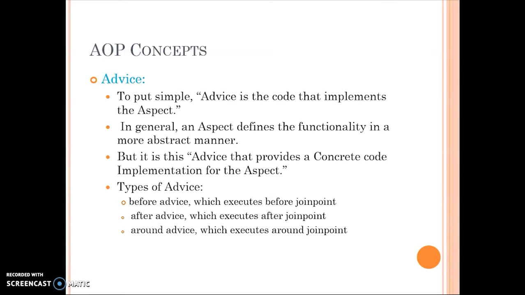So when I talk about logging, the code which actually writes that logger.info statement, or if I talk about transaction, the actual line of code or the actual method which is talking about starting the transaction, ending the transaction, is nothing but advice. So advice is basically the code that implements the aspect, and aspect is more of an abstract implementation of it. It talks more about the functionality rather than actually going ahead and implementing it. Advice is more concrete, aspect is more abstract.